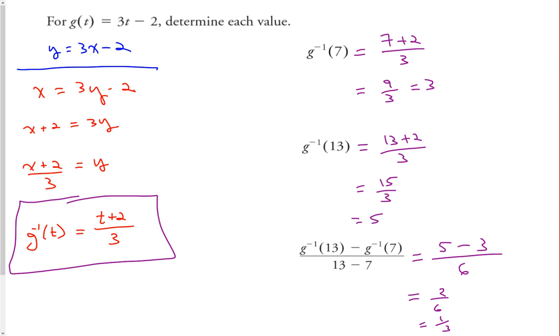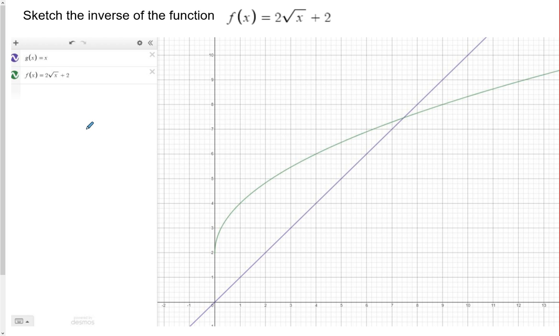All right, our last one. Sketch the inverse function for this function right here that I'm circling in purple. So here's what I did. I went on Desmos and I drew two things. The first thing I drew on Desmos is my line that's going to be my mirror line. So I said g at x equals x. That's the same as y equals x, right? That's the purple line here. That's my nice straight line.